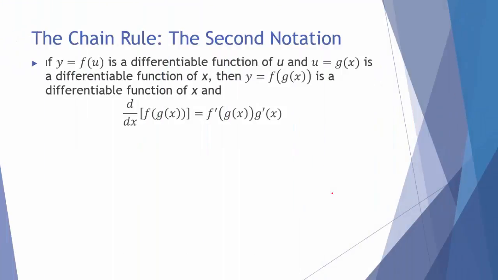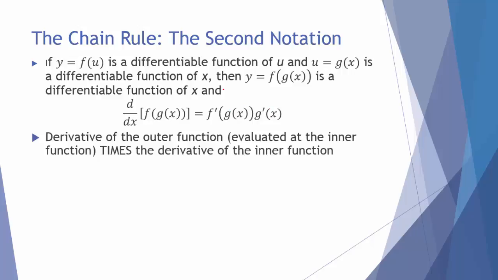Let's look at the second notation, which, again, is the same setup as the first slide that explains what the chain rule says, but now I have the second notation here. d/dx of f of g of x equals f prime of g of x times g prime of x. So it says the exact same thing, just in different notation. This one's a little bit easier to explain in words.